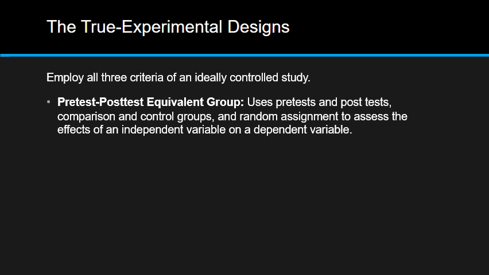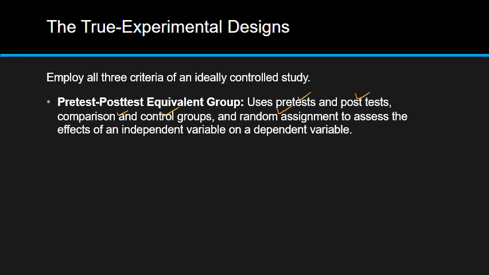Then you have the true experimental designs, okay? And so these are ones that employ all 3 criteria of an ideally controlled study. So there's a couple of them. You have the pre-test, post-test equivalent group. And so this has the pre-test, post-test. That's one of them. It has the comparison and control groups. And it has random assignment to assess the effects of an independent variable on a dependent variable.